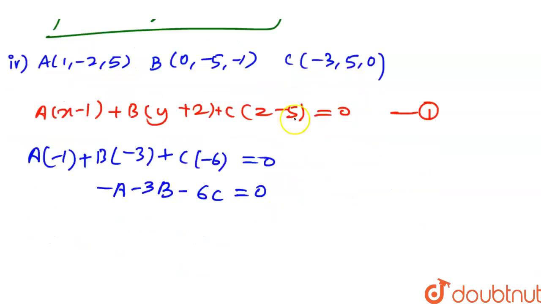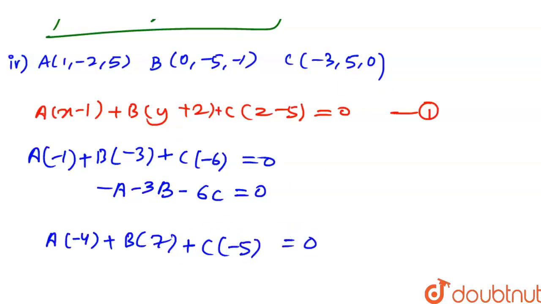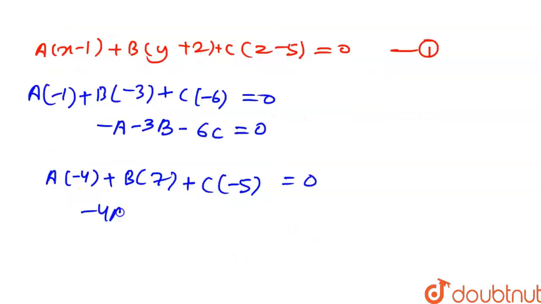Now point C also passes through the same equation. We will write here minus 3 minus 1 will be minus 4. So a into minus 4, plus b times of 5 plus 2 is 7, plus c times z minus 5, that is 0 minus 5, that is minus 5, right? So now we can write down here minus 4a plus 7b minus 5c is equal to 0, and the second equation was this, minus a. Okay, let it be here only.